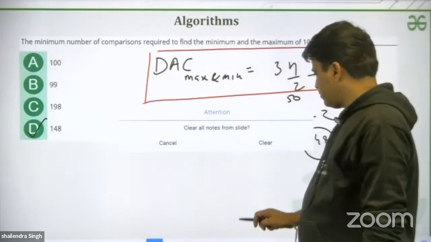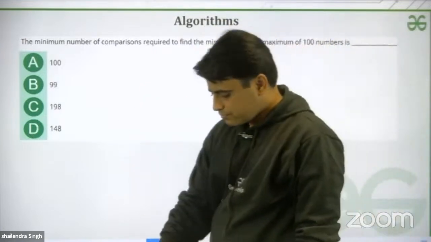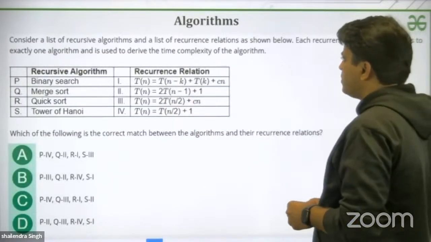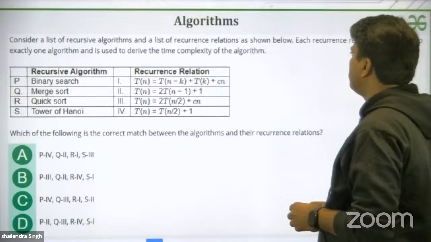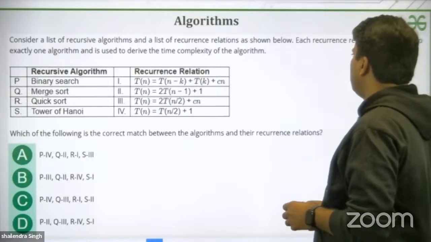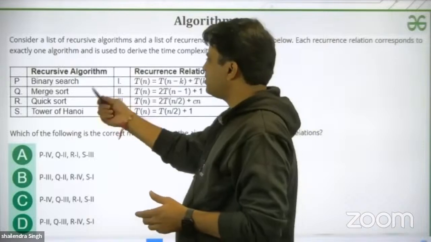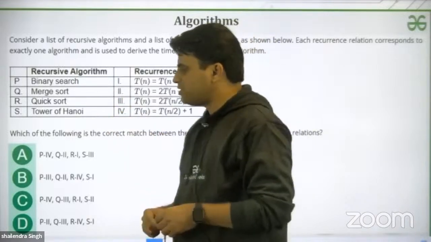Now come to next question. So yeah, the matching question. Consider a list of recursive algorithms and a list of recurrence relations shown below. It is a matching question, dear student, you have to match the recurrence relations. What is the recurrence relation of binary search, merge sort, quick sort and tower of Hanoi?